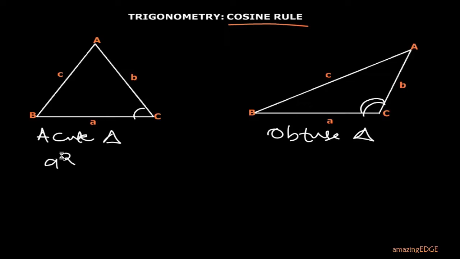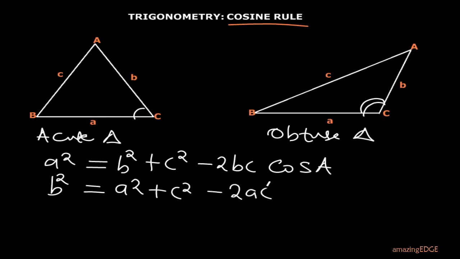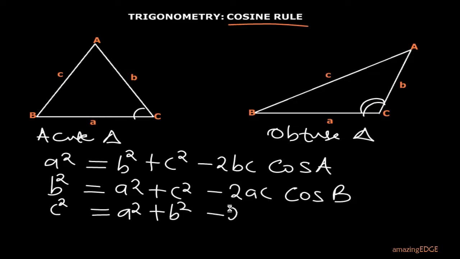In any of these two triangles, either the acute triangle or the obtuse triangle, you have that a squared is equal to b squared plus c squared minus 2bc cos A. You also have that b squared is equal to a squared plus c squared minus 2ac cos B. Then finally you have that c squared is equal to a squared plus b squared minus 2ab cos C.